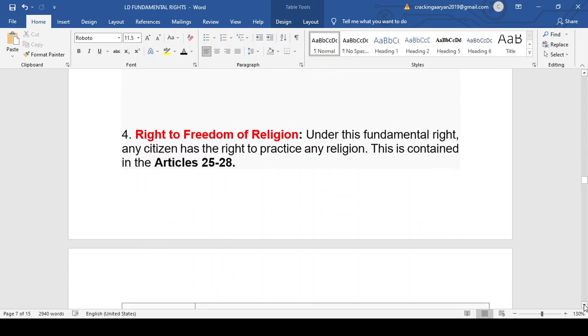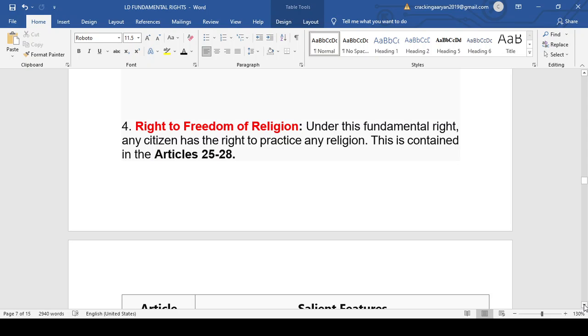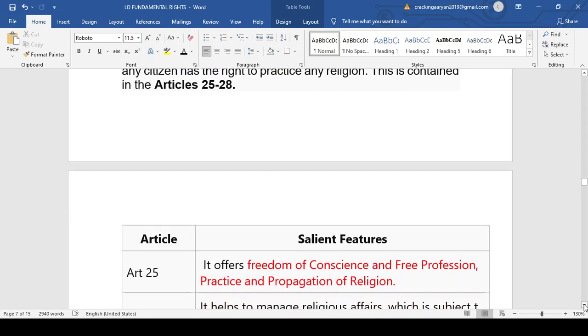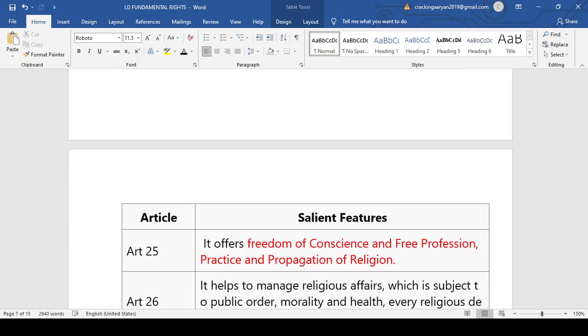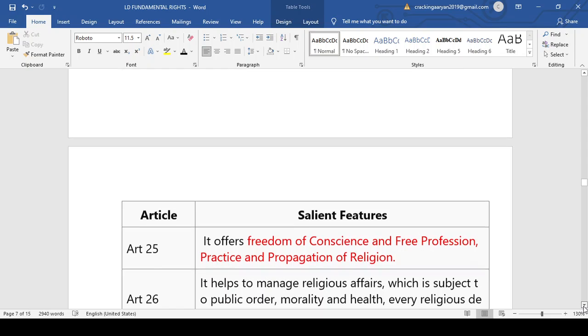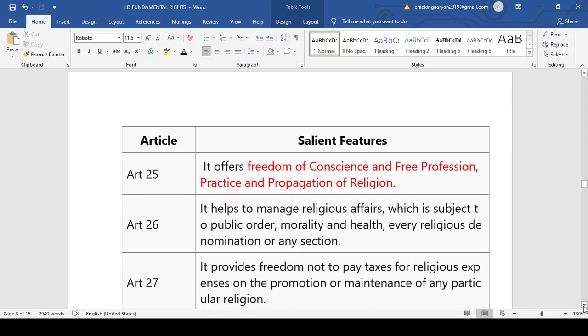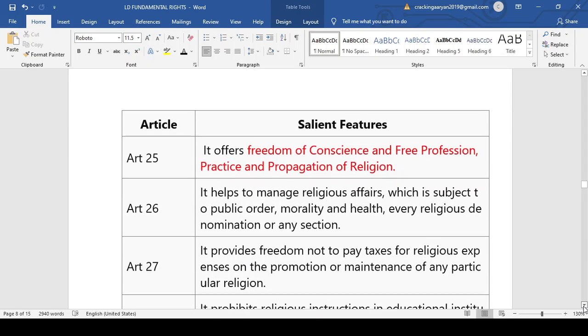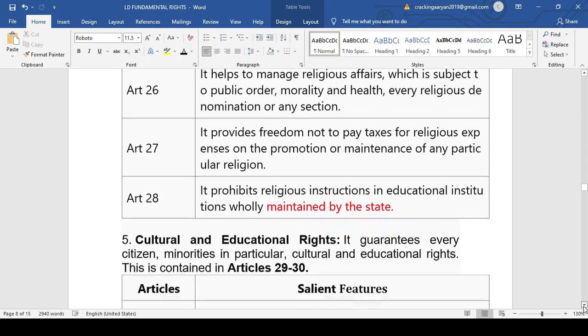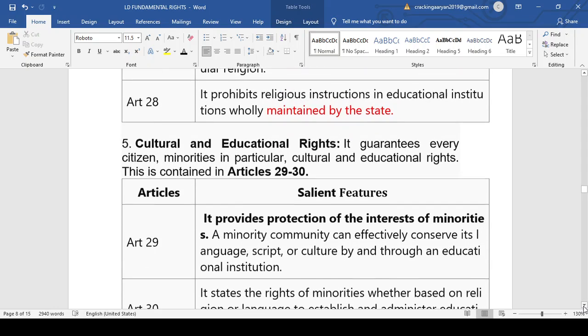Then we come to the very famous articles, Article 25 to 28, that is your freedom of religion. We discussed Article 25, that is to propagate, practice and profess any religion of their choice. Article 26, 27, 28 we discussed. Then we came to cultural and educational rights.